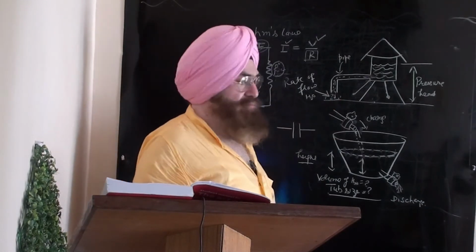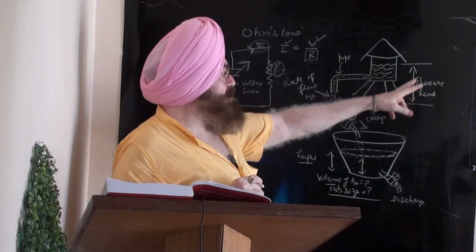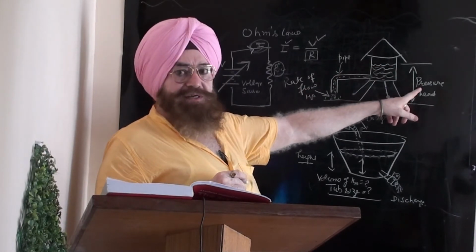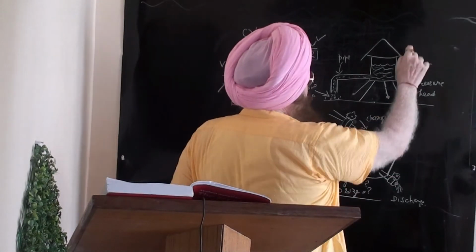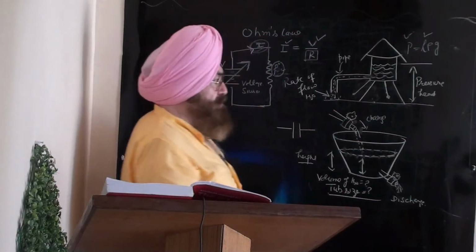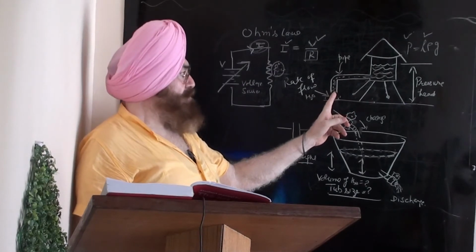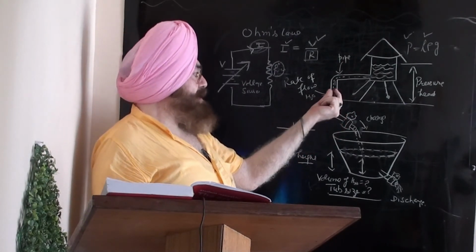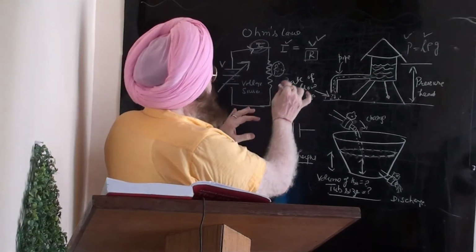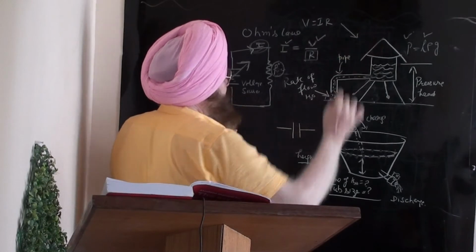Now coming here, this is a water tank, and there is some height of the water level from the ground. This is called pressure head. You know very well, pressure is h rho g. It depends upon the height. So there is a pipe and water is flowing, which means there is a rate of flow of water. Compare Ohm's law, V equals IR, with this example.